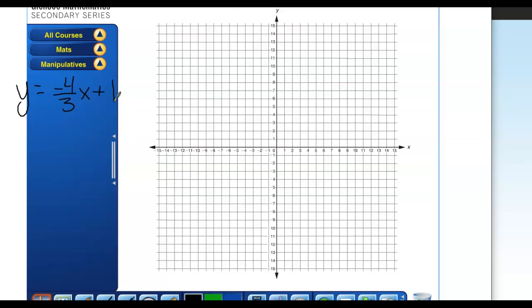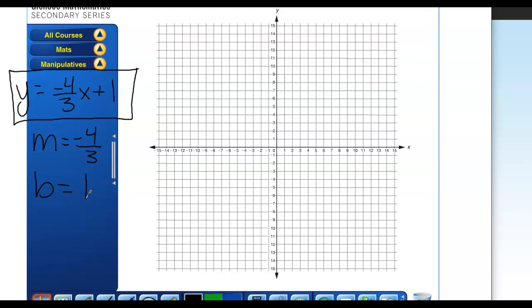So first of all, when I'm given slope-intercept form, I know the slope, correct? What is my slope? Negative 4/3. So m equals negative 4/3. I know my y-intercept, correct? What is my y-intercept? 1.